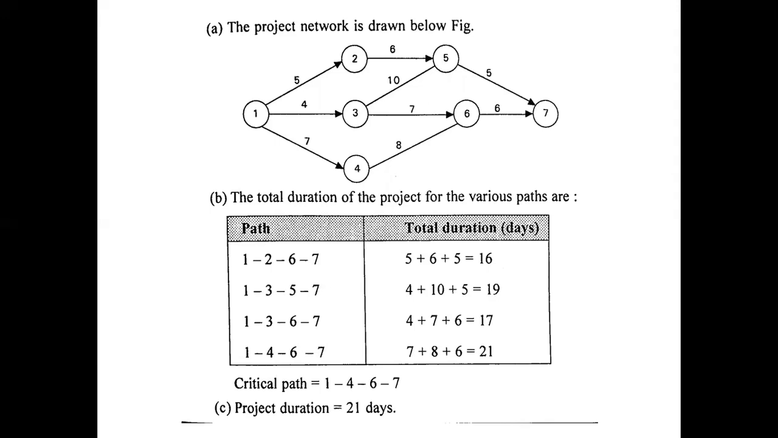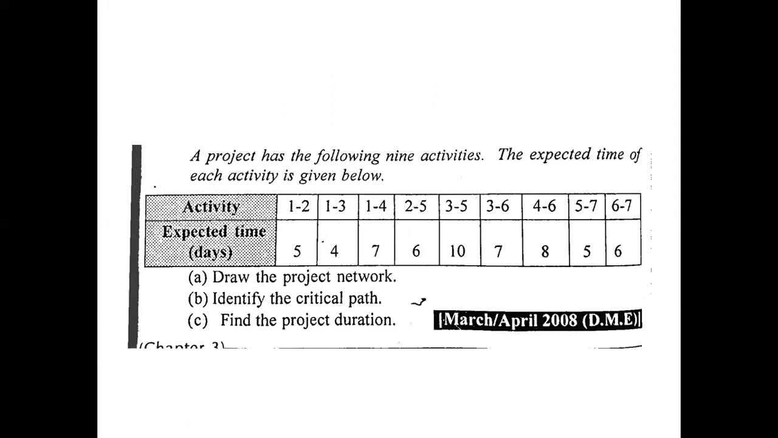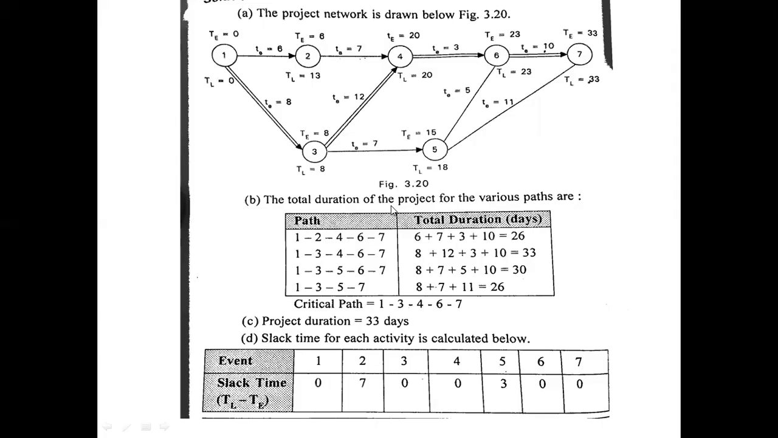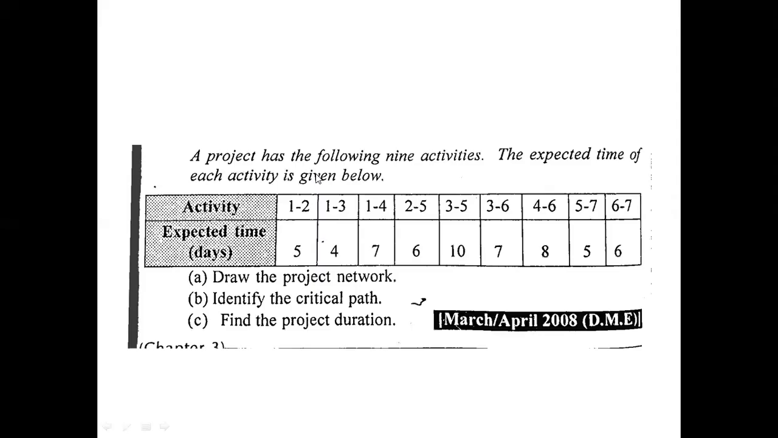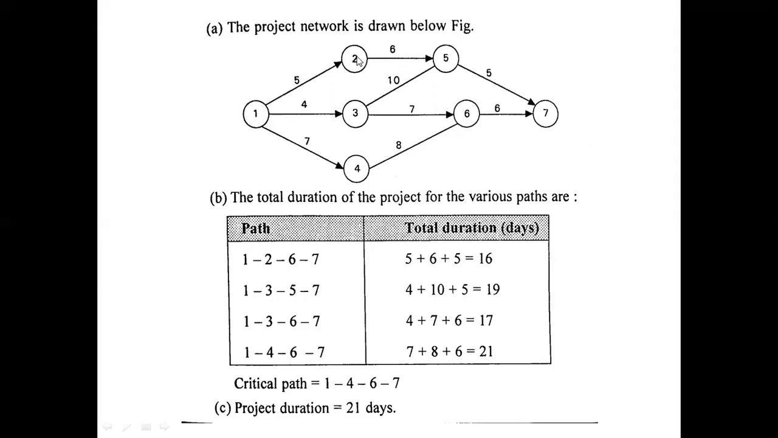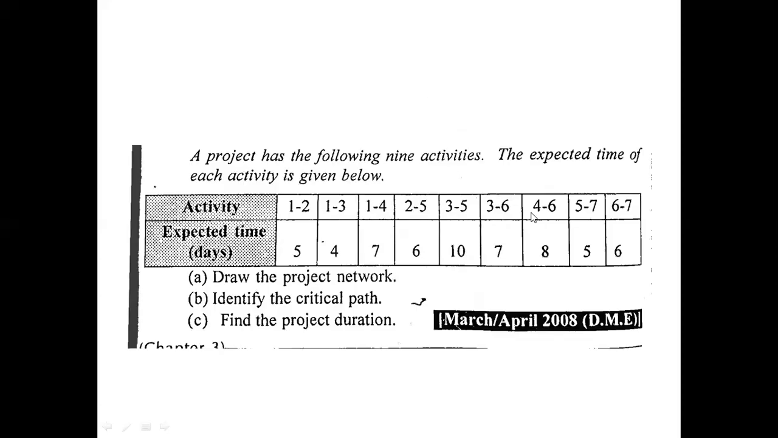The first step, so here, 1 to 2, 1 to 3, and 1 to 4. So for 2, 3, 4, the pre-event is 1. That means 1 to 2, 1 to 3, and 1 to 4. And then 2 to 5 and 3 to 5. Here the arrow is missing. And then 3 to 6, 4 to 6.